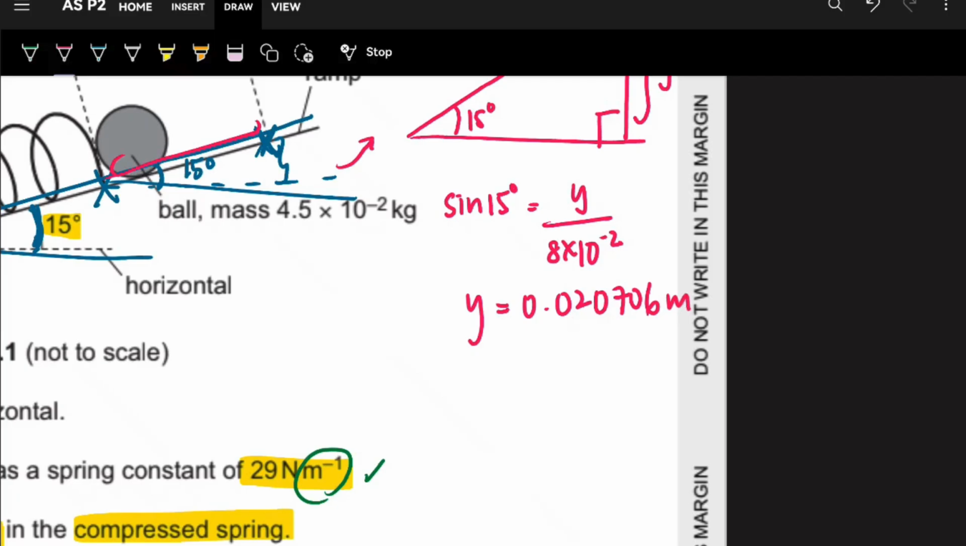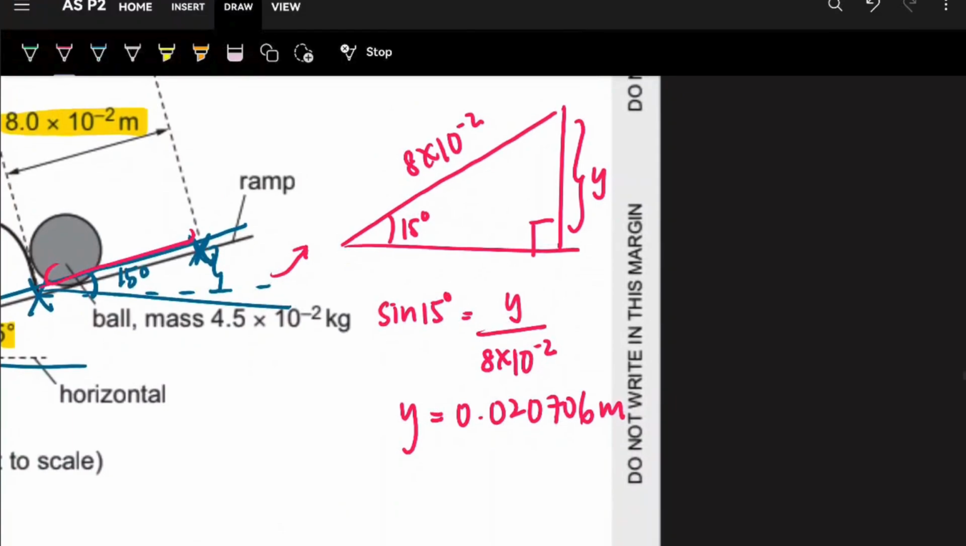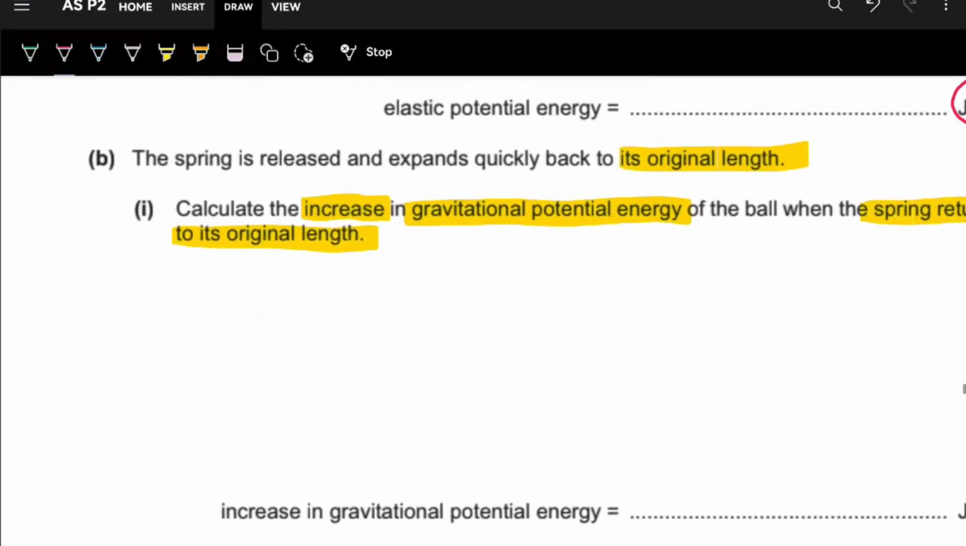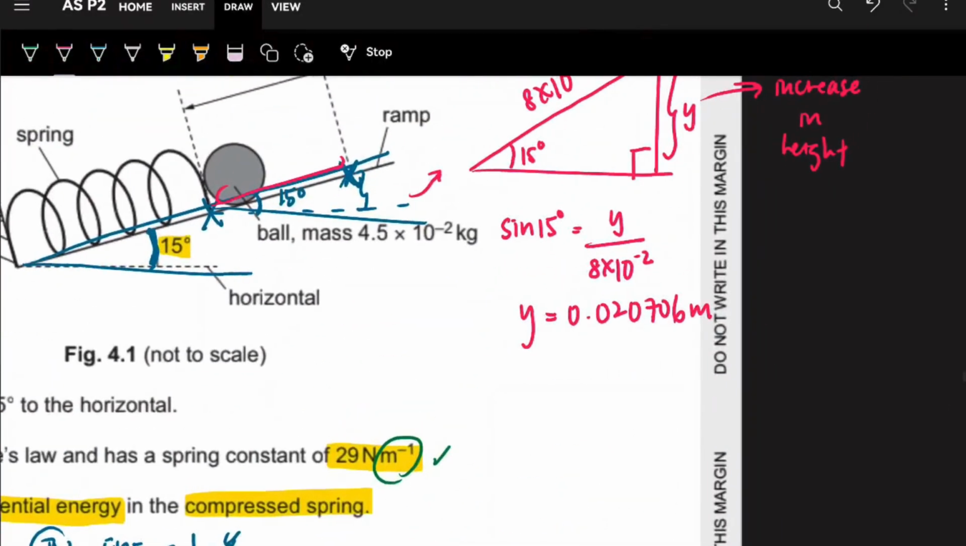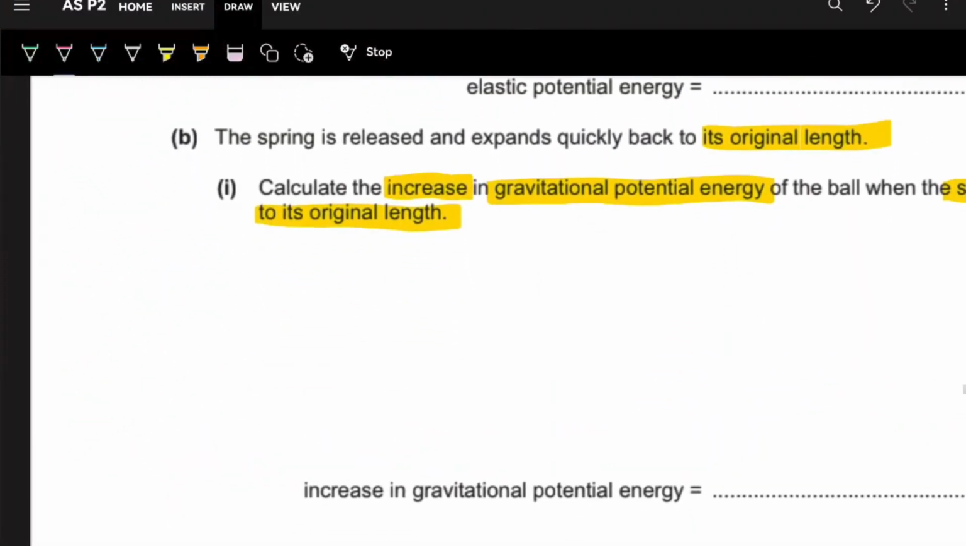Meter. That's the height. You see, this is the increase in height. Make sure you do this working here, okay? At this empty space. I'm doing it here just to show you, but make sure you do all this working here, because they need to see that you are doing it there.